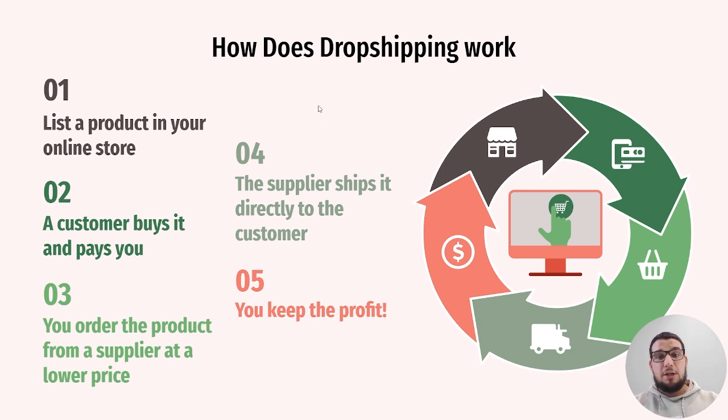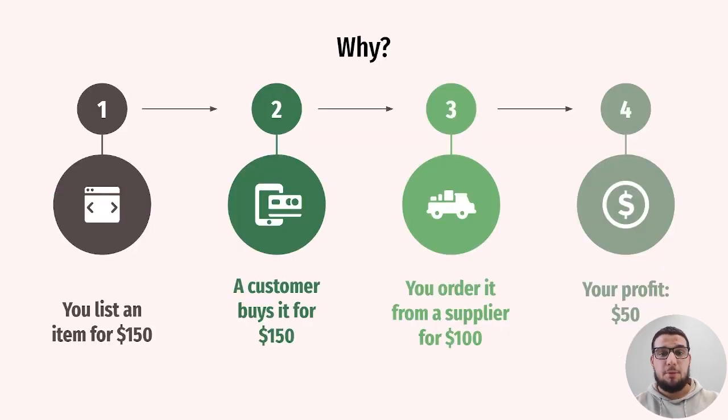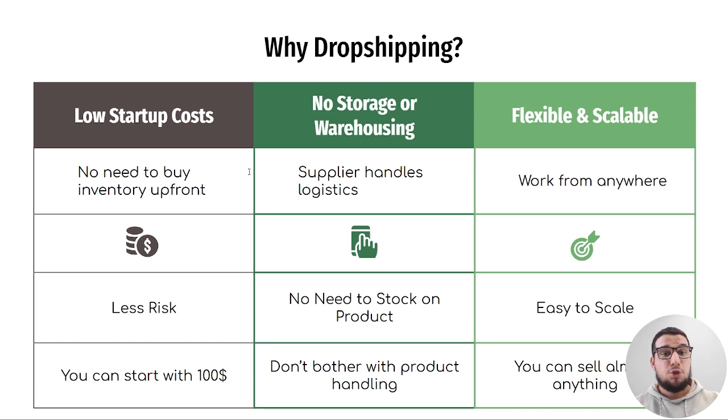As you can see right here, the essence of it working on your side is that you list the products on your online store, a customer buys it and pays for it, you order the product from the supplier. As I said before, the supplier ships it directly to the customer, you keep the profit. That's about it. So, why is dropshipping so popular?